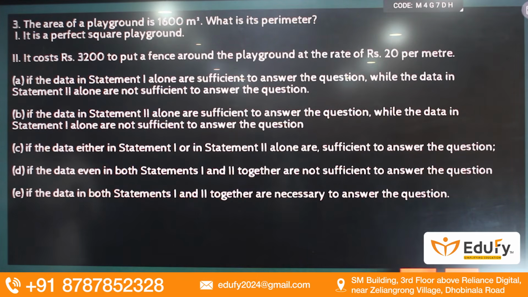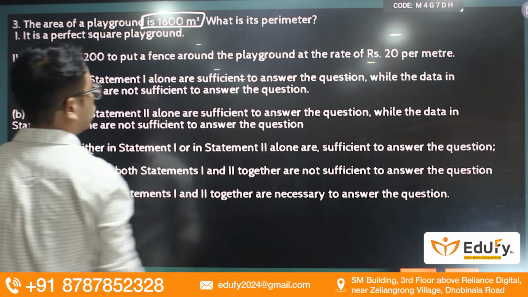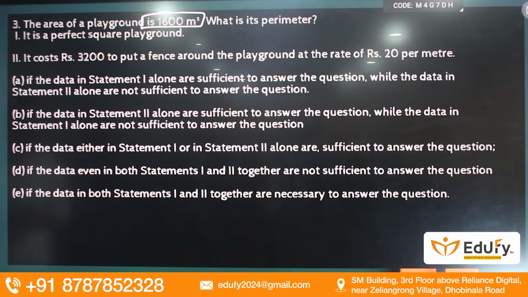Okay, so we have to read the question, the statements, and then choose whichever is giving you the answer. First of all, the area of a playground is 1600 meters square. This is given to you. What is its perimeter? That means I have to find out the perimeter.